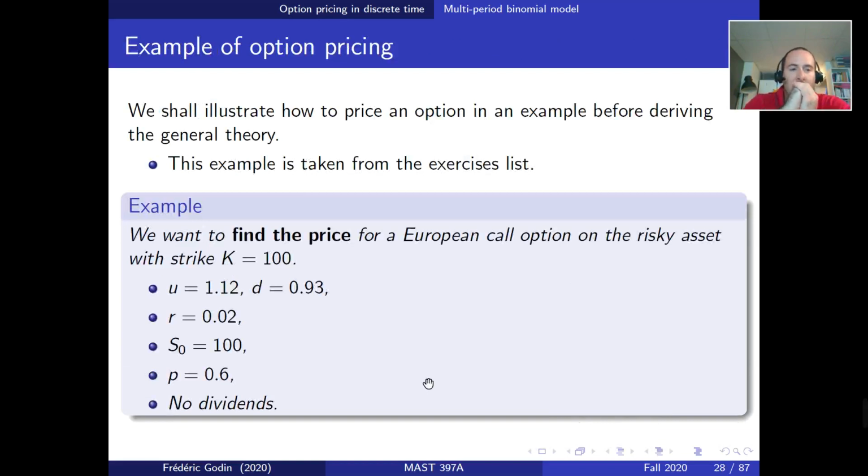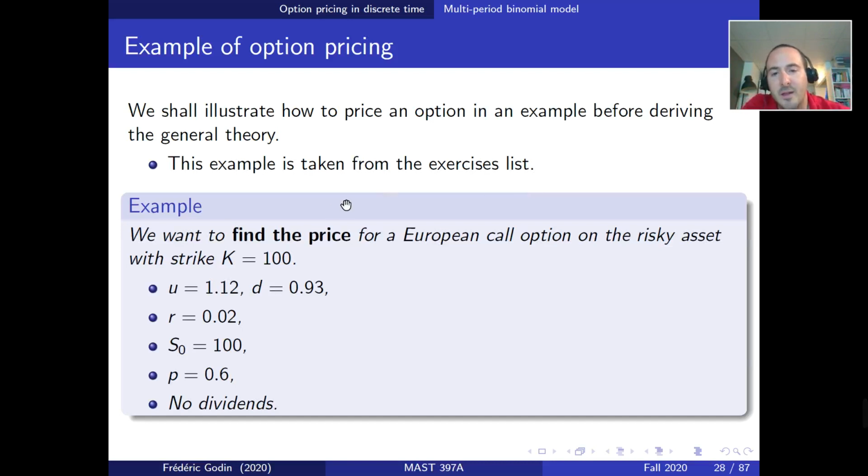Okay, so now for the remainder of this video, we will provide an example to show how options are priced in the multi-period framework. Hopefully by looking at that example, this will make the subsequent theory that we'll introduce in later videos more clear. So instead of giving the theory and then providing an example, I think for this topic it's easier if we provide the example directly, and then the theory will be understood more naturally. This example is taken from the exercises list, so you can repeat it in the exercises to make sure you understand the procedure.